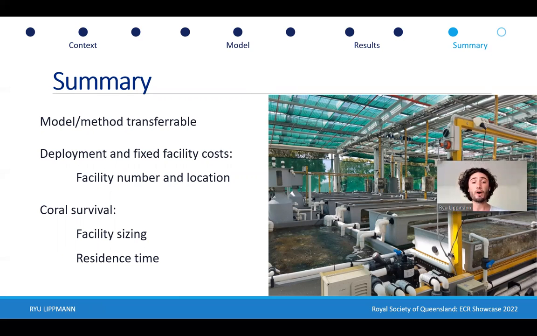And the main findings for decision makers are the long-term strategic decisions, which are dependent on deployment and fixed facility setup costs, and also that coral survival characteristics drive tactical decisions of facility sizing, and also optimal residence time for corals. And the large variance in these results highlights the value of obtaining certainty for these survival characteristics.